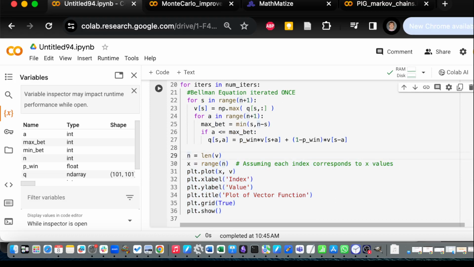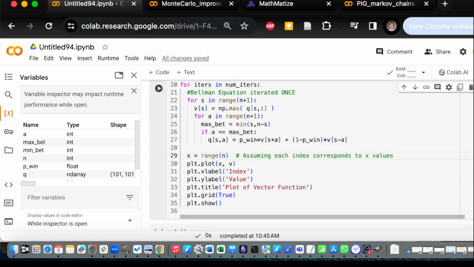Okay, so n we already know, right? X is the range of n. We're going to need that in the plot. And again, it's n plus 1. So ChatGPT screwed up. Of course, how is it supposed to know? Anyway, this will plot the value functions. The x label is our states, and the y label is the value. Thank you, ChatGPT. And this is the plot of the value function. It's going to do a grid, and it's going to show it.